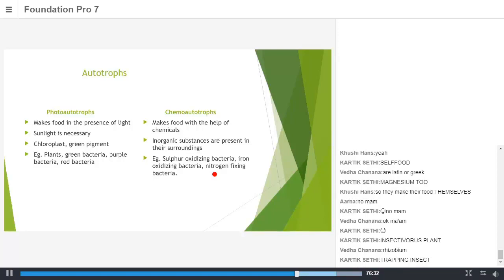There are certain bacteria which reside in their roots, which fix the nitrogen and send it to the leaves for their survival. Similarly, there are sulfur oxidizing bacteria and iron oxidizing bacteria. So when we talk about chemoautotrophs, these are like little machines, which prepare their own food with the help of chemicals. Of course, they also need water, sunlight, carbon dioxide, but they very smartly pick up the chemicals from their surroundings. Correct?